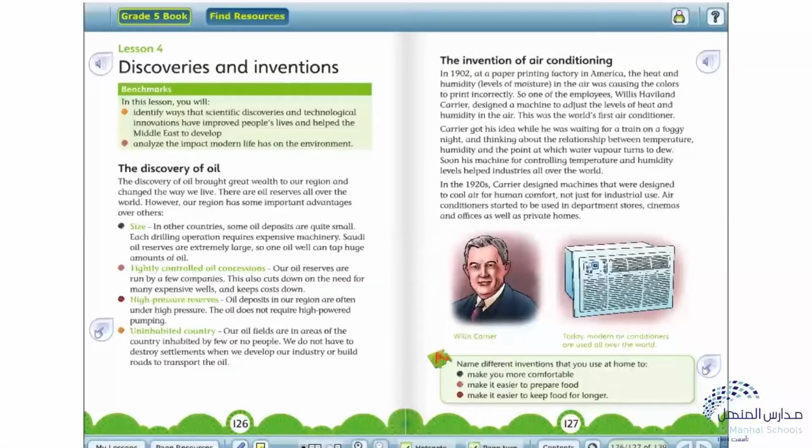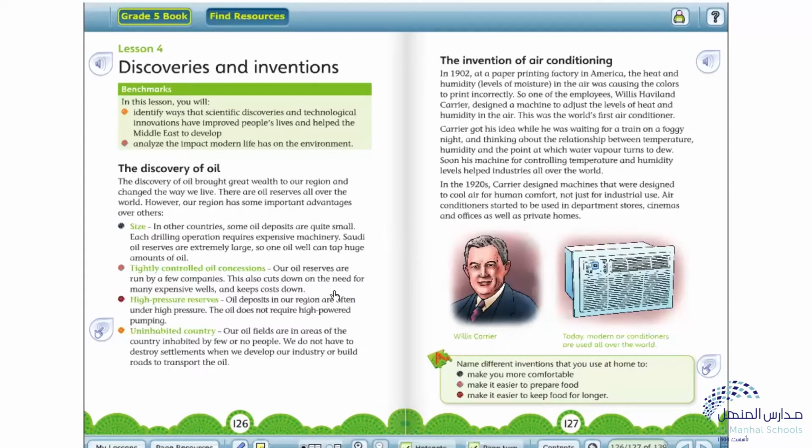This is for grade 5 social studies student book, unit 4, lesson 4, from page 126 to page 128. The topic here is discoveries and inventions.